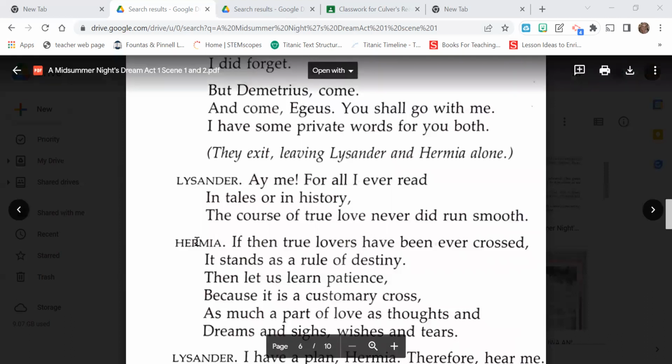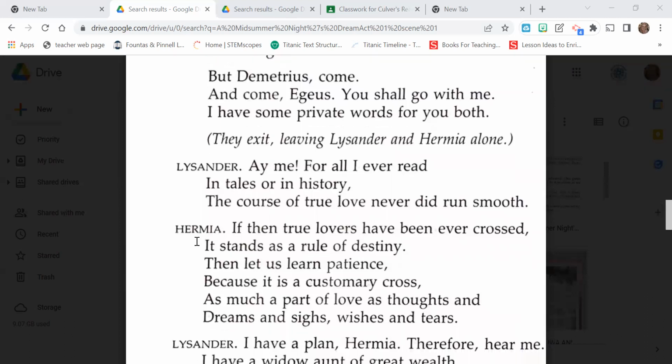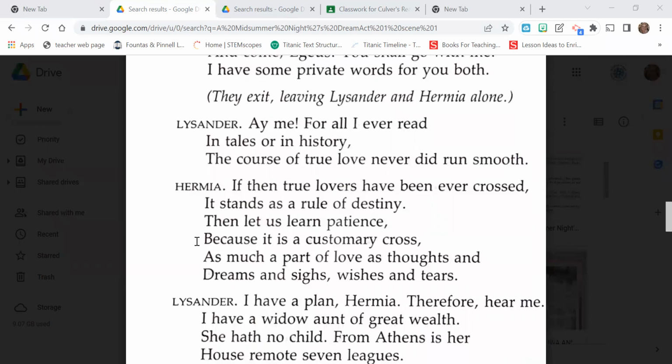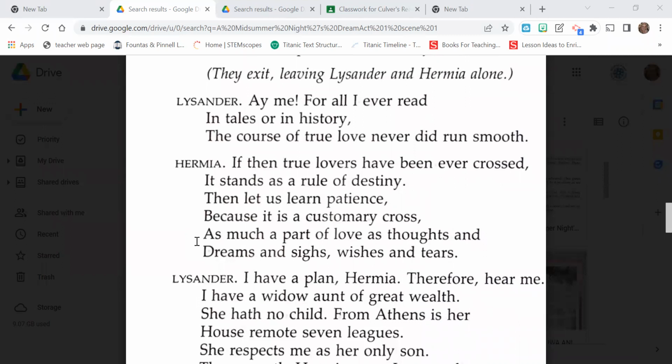It says, Lysander: For aught that I could ever read, in tale or in history, the course of true love never did run smooth. And Hermia says, if then true lovers have been ever crossed, it stands as a rule of destiny. Then let us learn patience, because it is a customary cross, as much a part of love as thoughts, and dreams and sighs and wishes and tears. So Hermia and Lysander are talking, and Lysander says, all true love has a few bumps in the road. And Hermia is saying, and I love you so much.